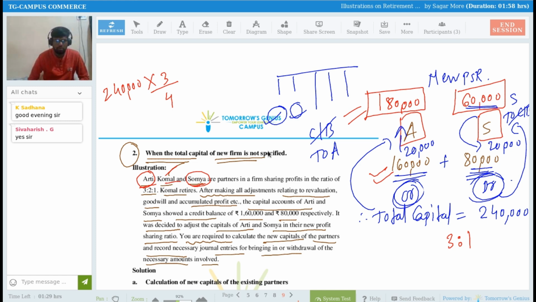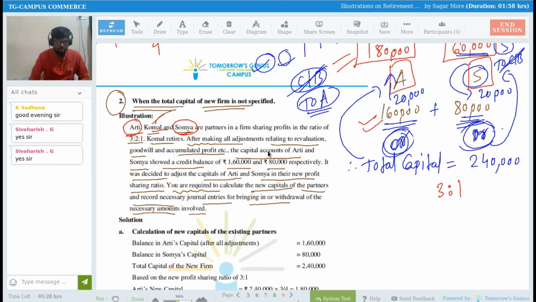Yes, Shivarish. Aarti will bring money into the business. So the entry will be cash and bank account debit to Aarti's capital, and I need to pay Soumya, so Soumya's capital account debit to cash and bank account. If I cut down the cash and bank, Aarti's capital account we have to credit, and Soumya's capital account we have to debit. Right, and that will be my final answer.